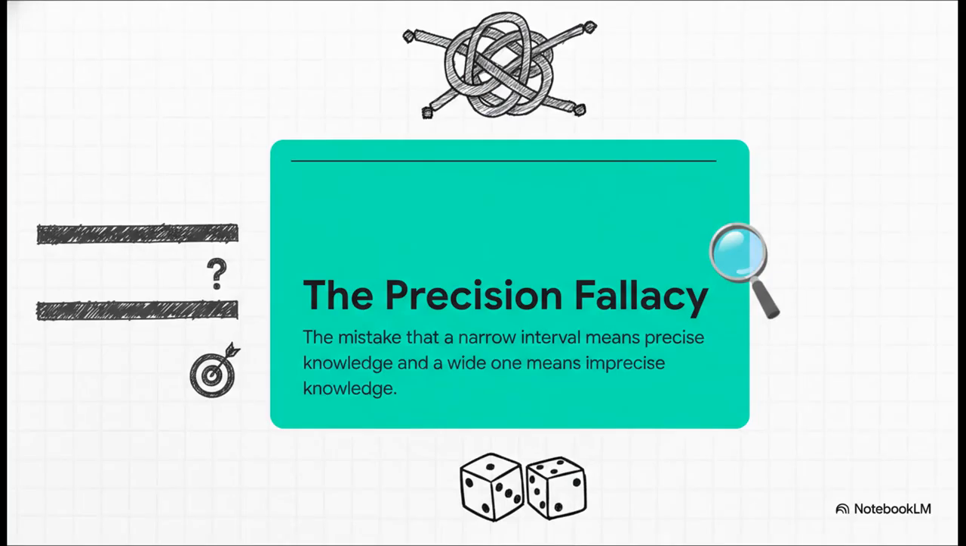First up is the precision fallacy. It's so tempting to see a really narrow interval and think, wow, we've really zeroed in on the answer. But not so fast. The width of the interval is just a feature of the math, and sometimes a really sloppy experiment can just randomly produce a very narrow interval that looks precise but isn't.